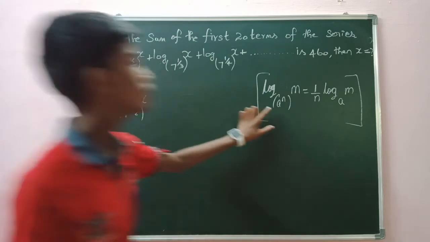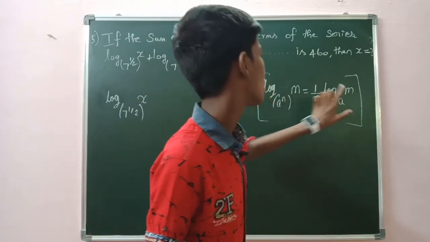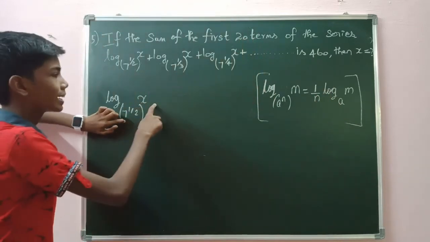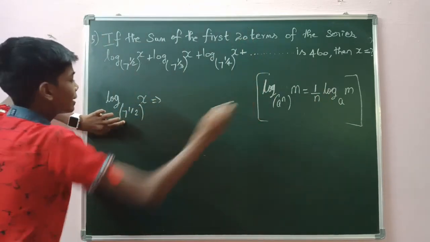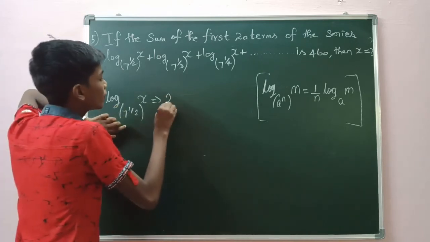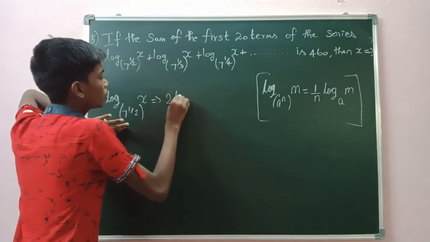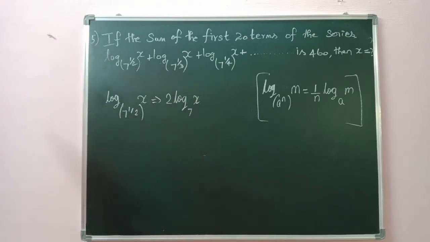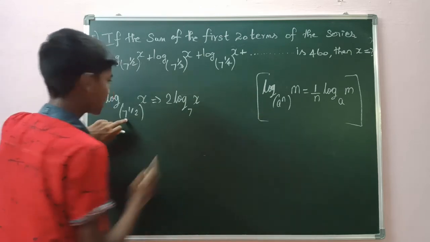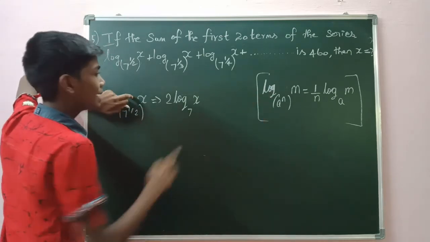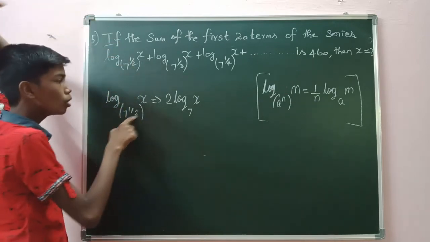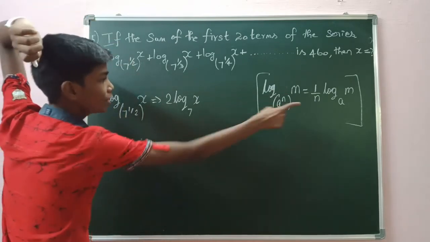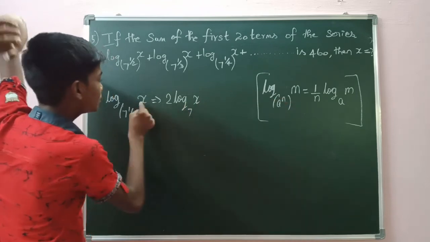It's your convenience. So log to the base a power n of m is 1 by n into log to the base a of m. Here I have log to the base 7 power 1 by 2 of x. Hence a is 7, n is 1 by 2, m is x. So 1 by n will be 1 by 1 by 2, which is 2, into log to the base 7 of x.